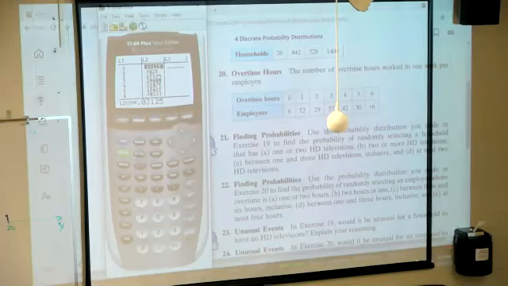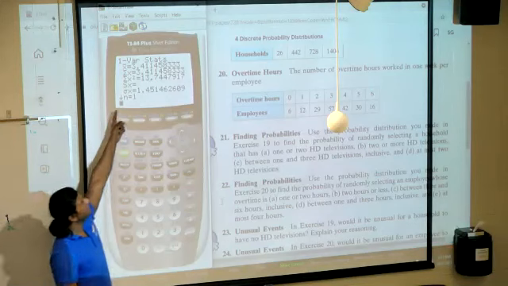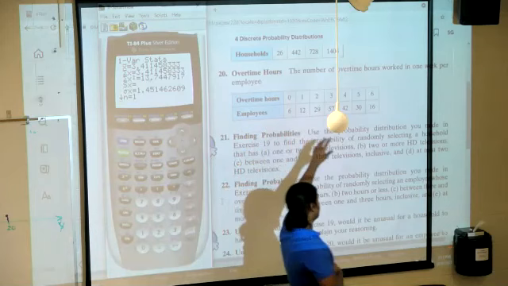Now find the mean and standard deviation. If you have the older version of the calculator, 1-Var Stats, second 1, comma, second 2. So the mean is 3.4. For the standard deviation, you can only get the population standard deviation because we have a distribution here.